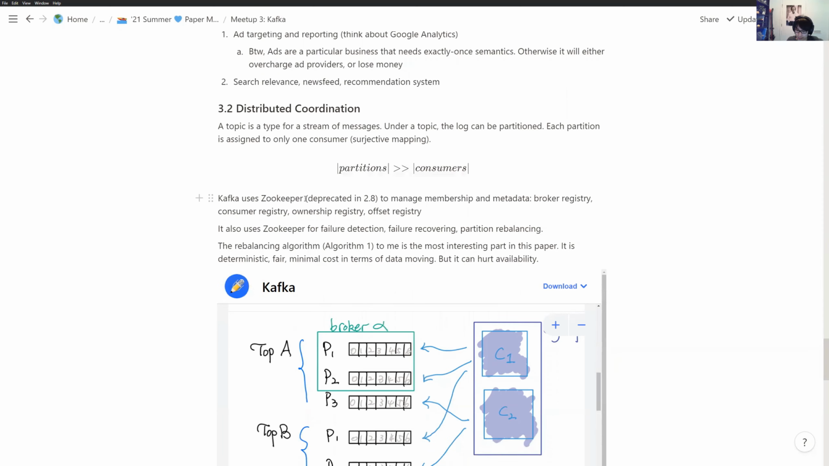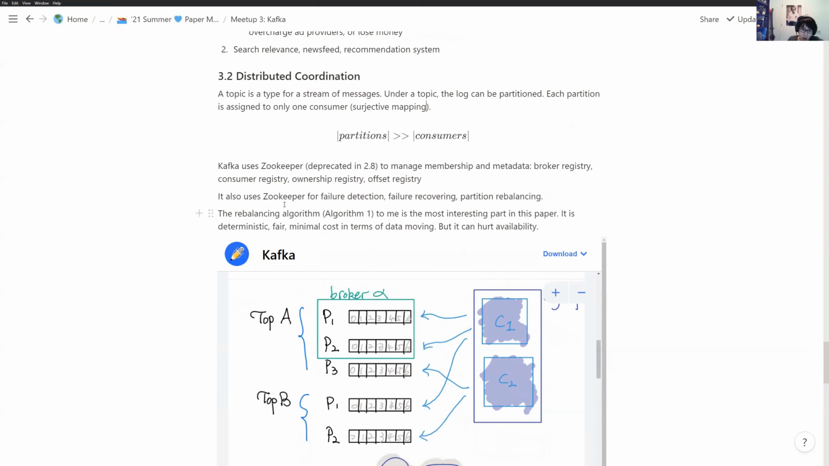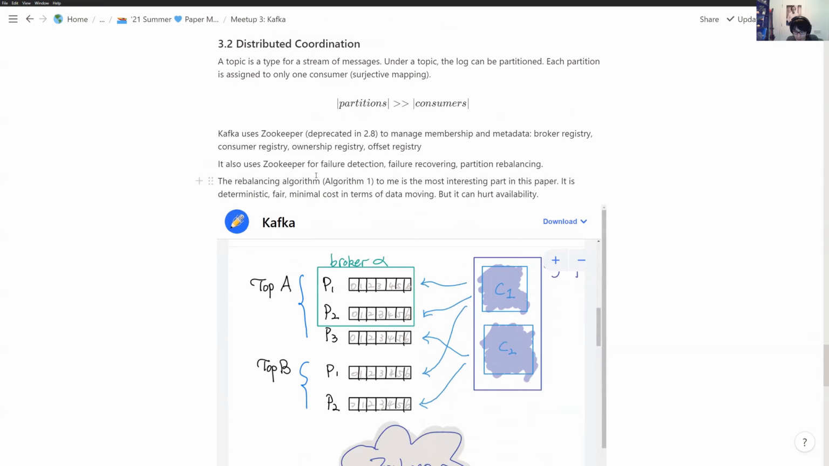Kafka uses Zookeeper as a third-party dependency to manage membership and metadata, things like broker registry, consumer registry, ownership, and offset registry. It also uses Zookeeper for failure detection, recovery, and partition rebalancing. So I think the rebalancing algorithm, which is described in the paper as Algorithm 1, is the most interesting part.